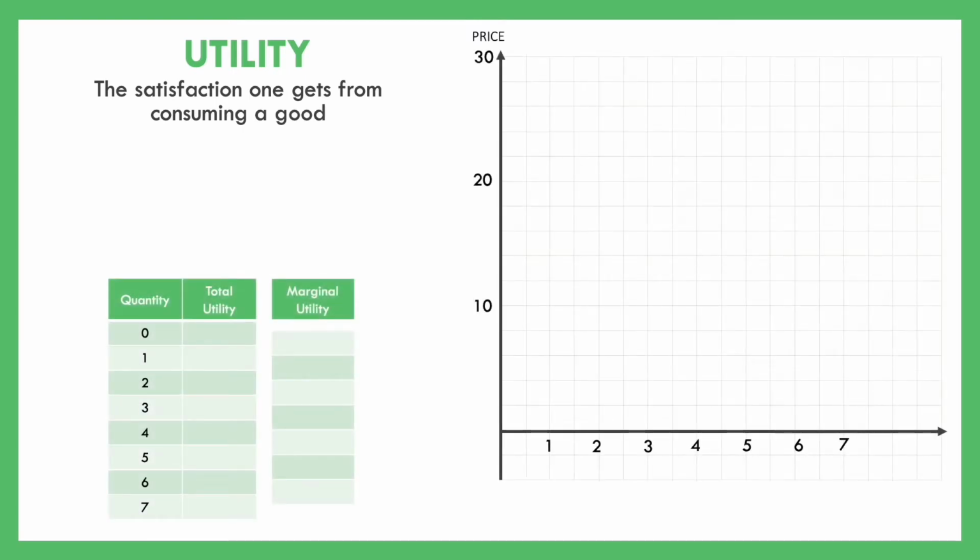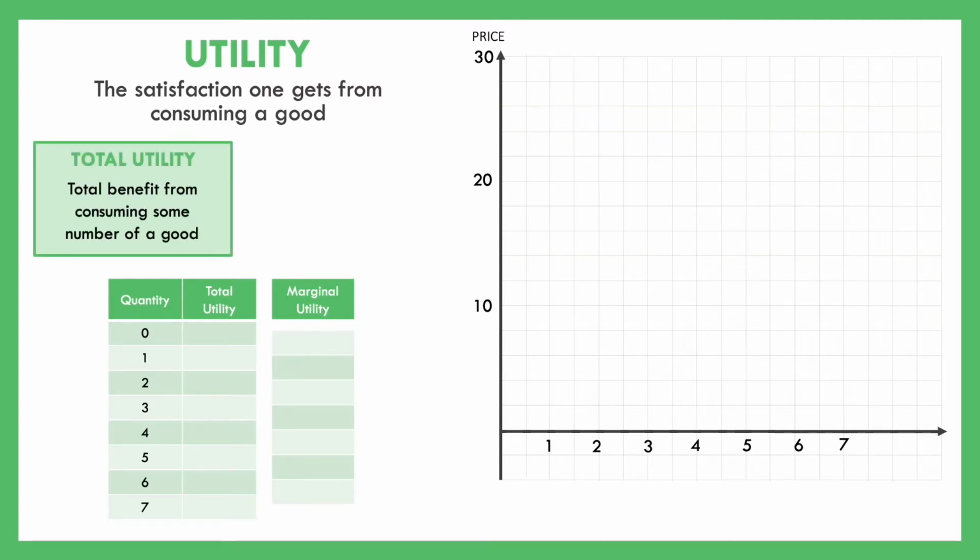So remember, just a quick definition of the word utility. Utility is really just the satisfaction that someone gets from consuming a good or consuming a service. And so let's take a little bit of a look at this graphically. We'll first start by talking about total utility. Total utility is just the amount of benefit that someone gets, the total amount, from consuming some number. It could be 1, 2, 3, 4, 100, some number of a good.